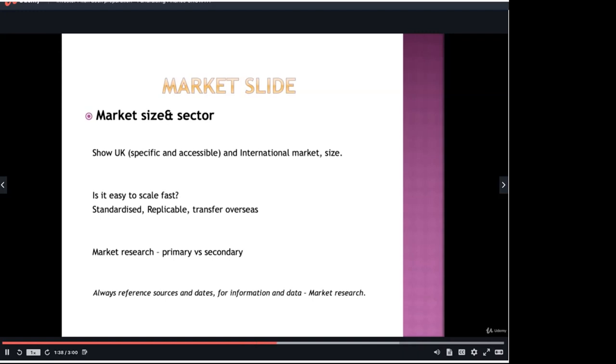You will need to show the data on market size for A, your local market, for example, the UK, and B, international or global markets. You will need to explain why the product can scale fast. A, because of standardization. B, it's a replicable model. And C, it can be transferred overseas easily.